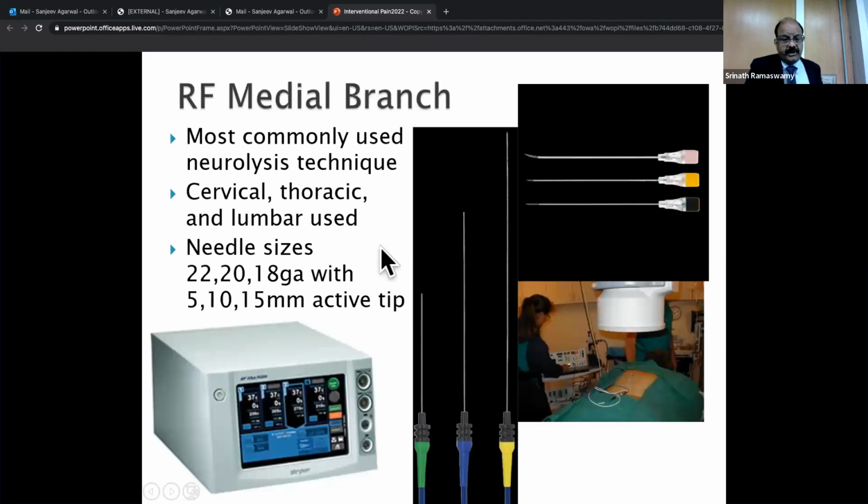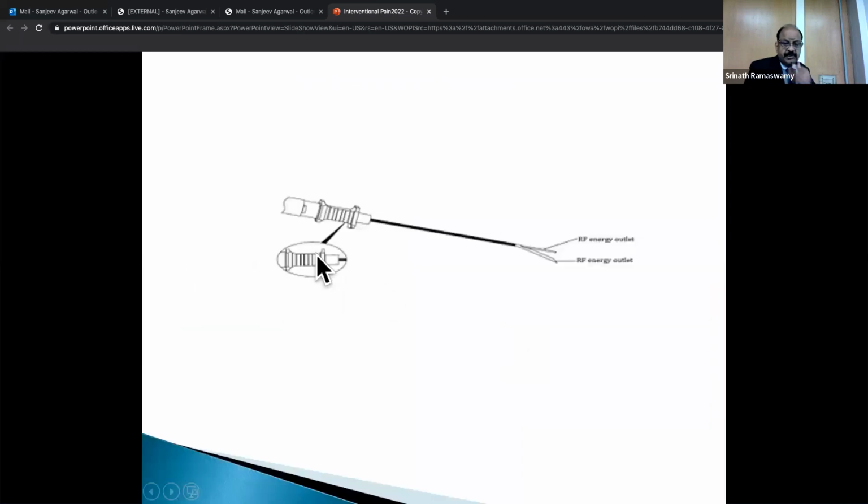As I said, radiofrequency ablation is performed after a successful diagnostic medial branch block, and gives you longer reduction in pain. Most times, 6 to 9 months of relief can be expected if you have been able to diagnose the source of pain. And this is another needle that gives you a little bit bigger lesion, so that if you are not very close to the nerve, you are still able to lesion the nerve.